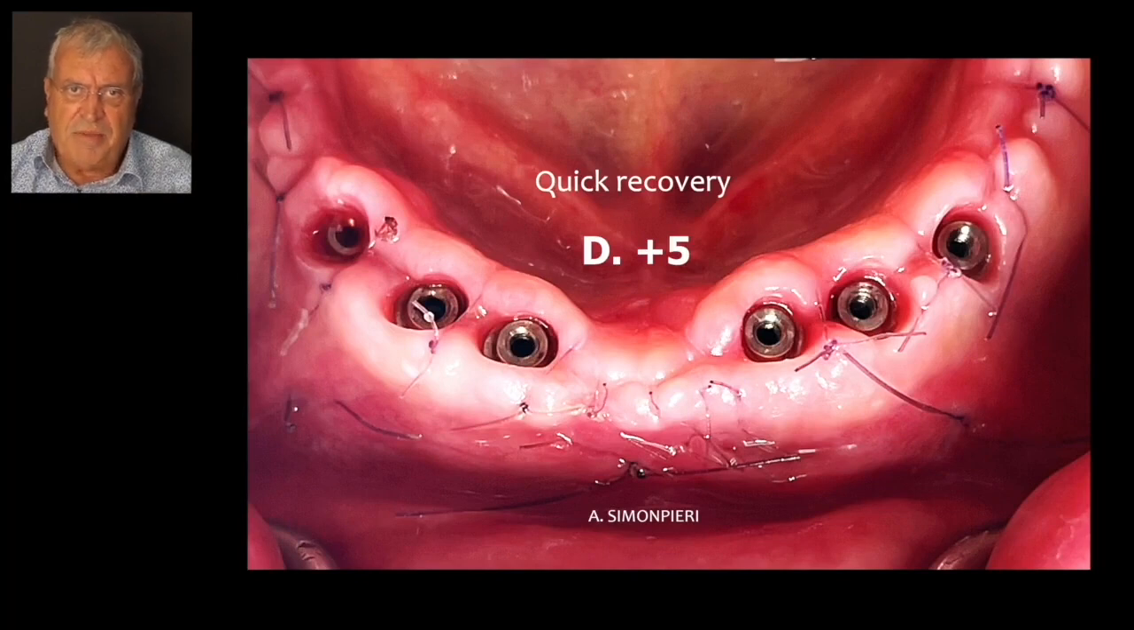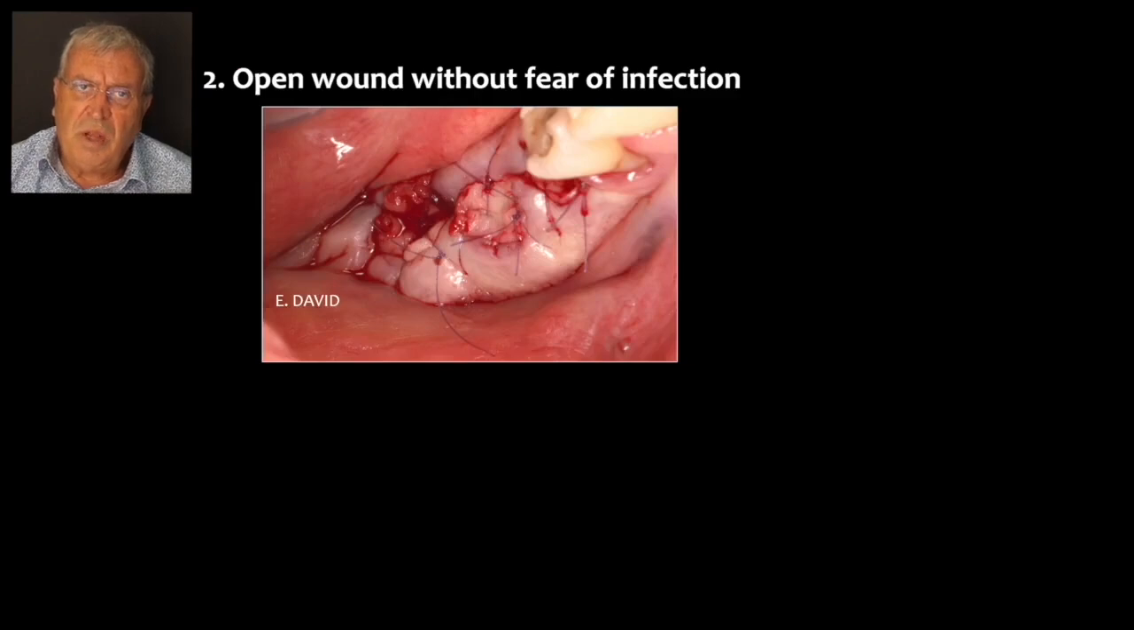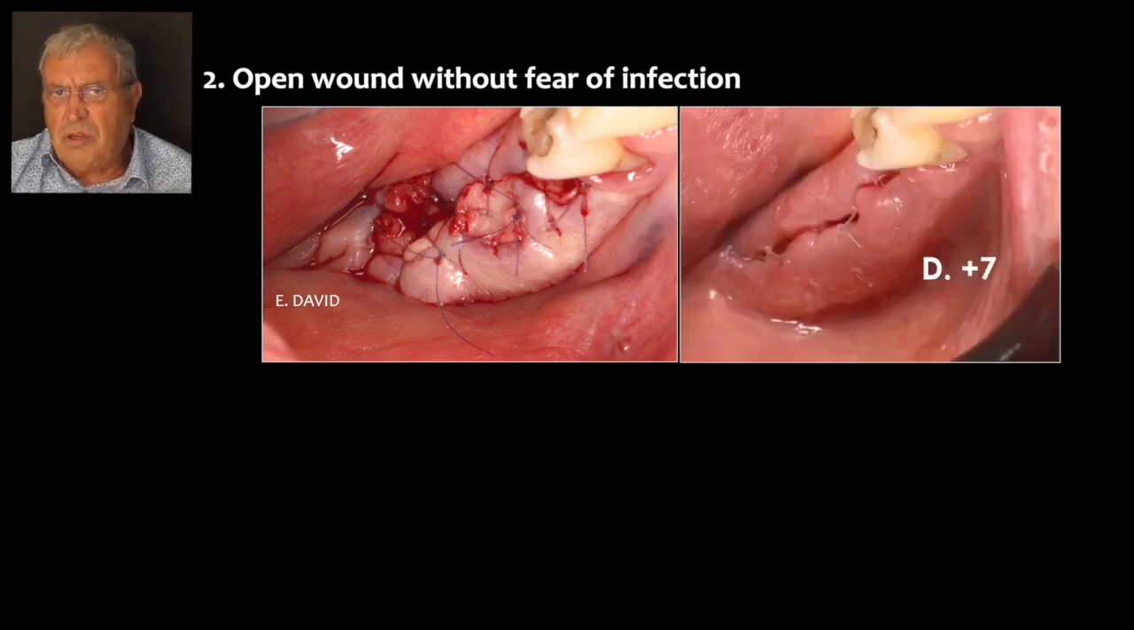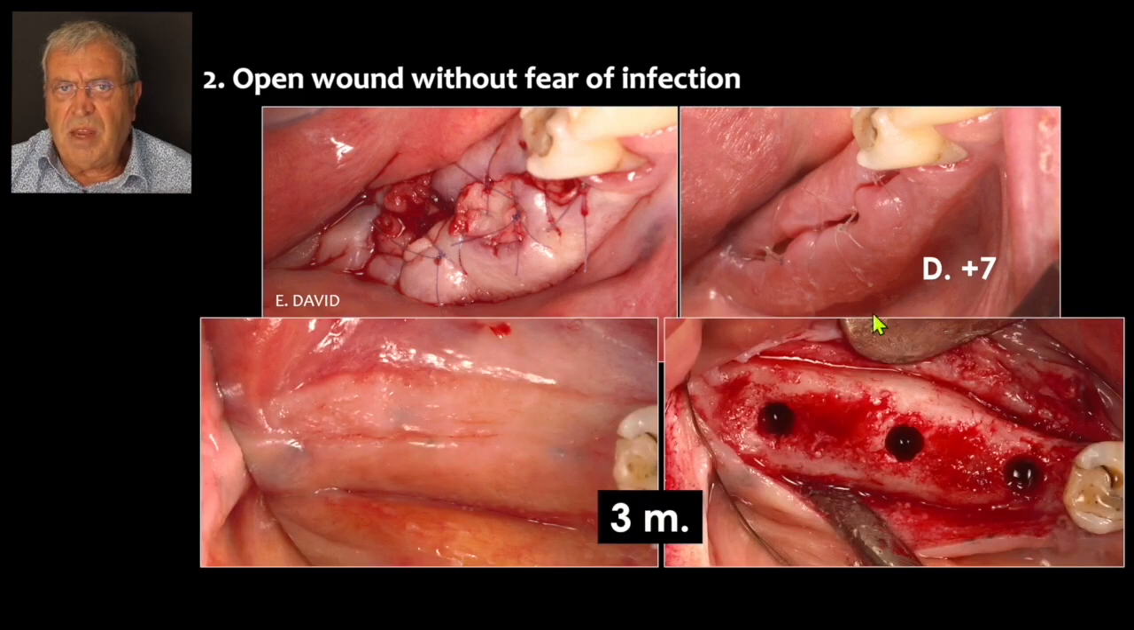Look at the gum at 5 days. How fast the healing is. Look at 6 days. How fast the healing is. We have seen the threats. But now we are going to leave the wound open. Without fear of infection, the gum will come. But PRF is playing a huge role. We cannot make an open wound without PRF. And then we can achieve a very nice keratinized tissue and very nice bone formation.